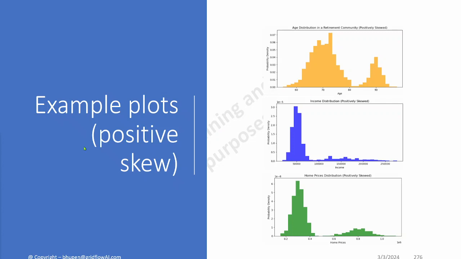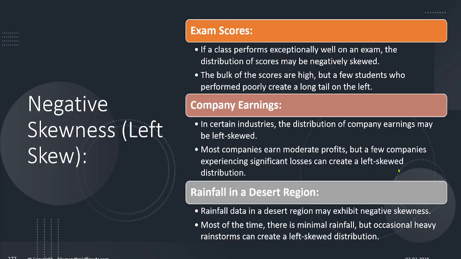Some examples here in terms of plots. When you plot such data like age distribution, most of the data is here, but some data can exist on the right hand side. Income distribution, again, most of the data is here. Some data can be on the higher side. Home prices, again, most of the houses are moderate price, but some houses can be extremely luxury and really expensive.